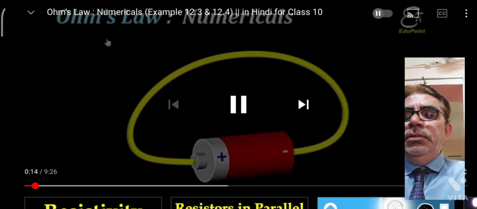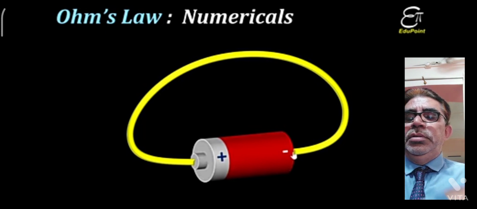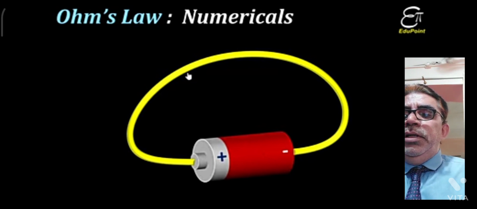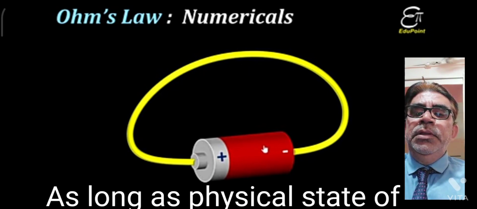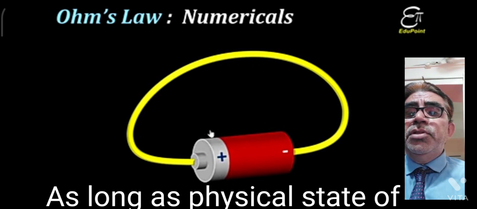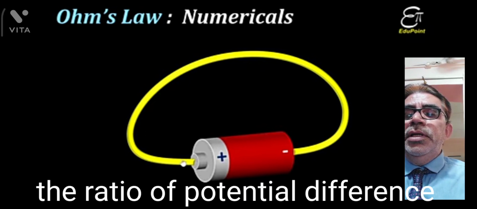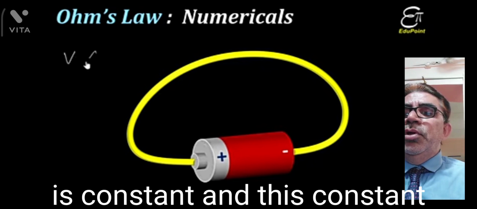We will see Ohm's law here and the numericals based on Ohm's law. But first of all, we will try to understand what Ohm's law is. You know that as long as the physical state of a conductor remains the same, the ratio of potential difference to electric current is constant, and this constant is called resistance. So V by I is equal to R. It is actually Ohm's law.